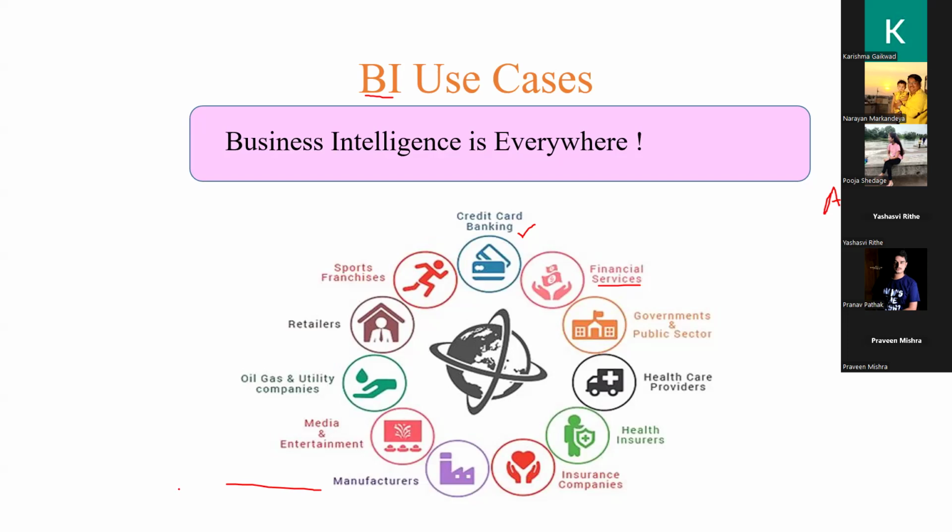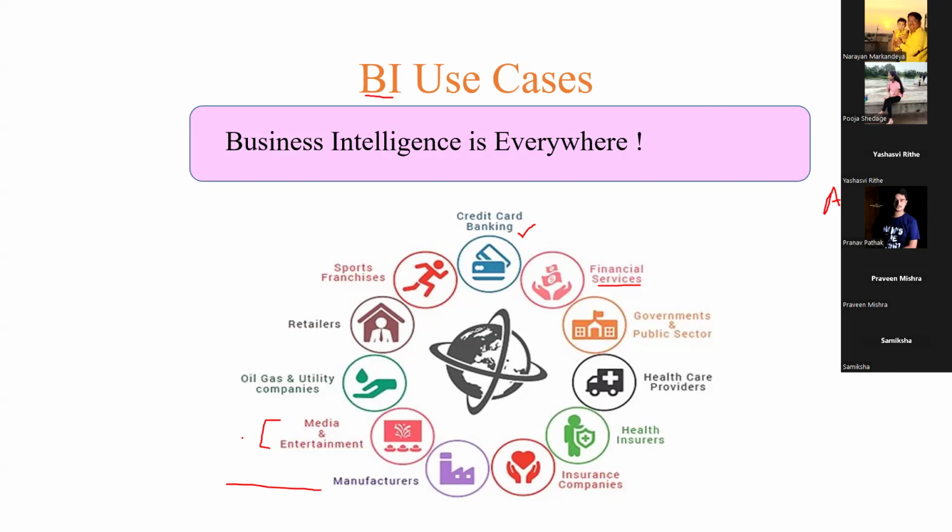Then media and entertainment companies are also using BI tools. That means they look at which serial is popular, and depending upon that, they will keep that serial at a particular time only, that is 8 p.m. or 7:30 p.m., something like that. Those which are not very popular will be given some odd timing.